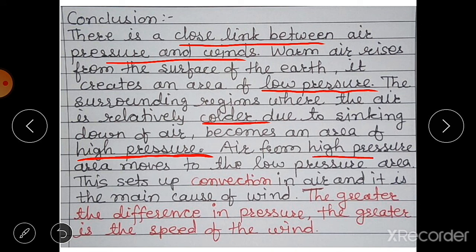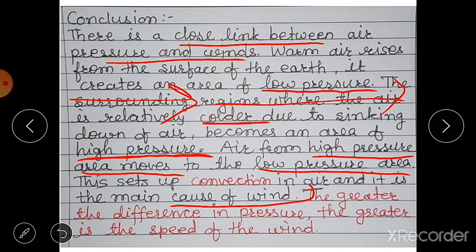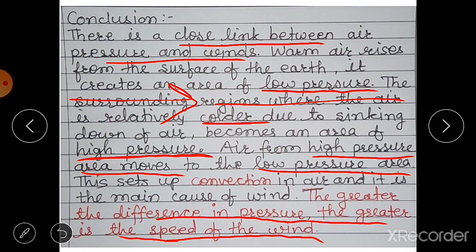Air from the high pressure area moves to the low pressure area, and it is the main cause of wind. Also, the greater the difference in pressure, the greater is the speed of the wind. Means if the difference in pressure is more, the speed of wind will be more. So this is all about the air pressure and the winds and their effects.